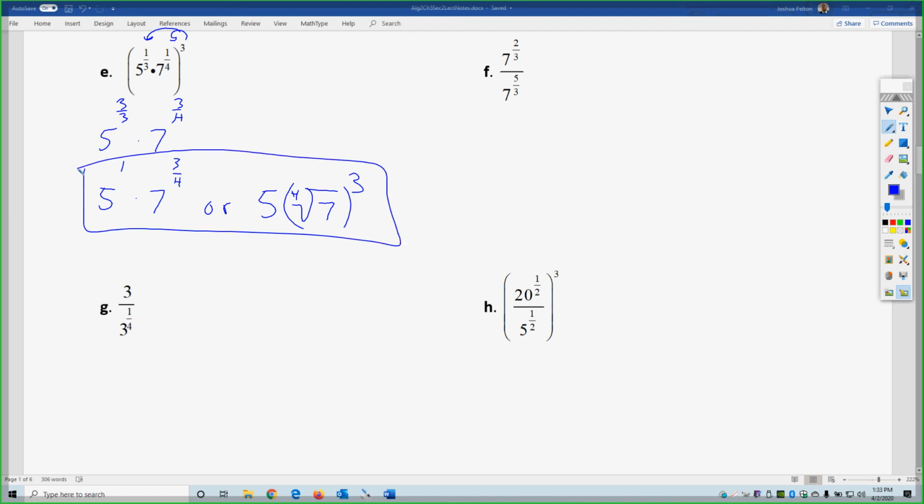Next one is a quotient rule. We need to subtract. So that's 7 to the 2/3 minus 5/3, or 7 to the negative 3/3, which is 7 to the negative 1. Use the negative exponent property, 1 over 7. Okay, let's move down to the last two.